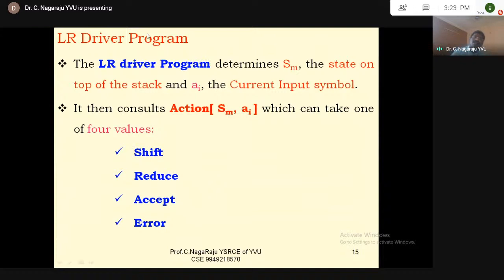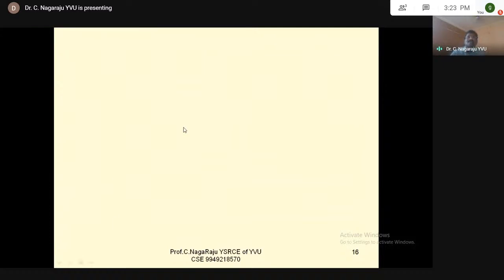So the parse action table contains four actions: the shift action, the reduce action, the accept action, and the error. We already studied that accept means the string is accepted. If the input string matches, it will get accepted. If there are any errors, errors will be displayed. So that is the function of the action table.